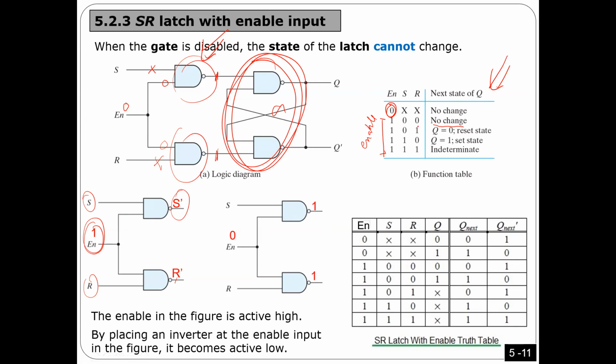That means if the 1 is at R, it becomes reset. If the 1 is at S, it becomes set. 1, 1 is forbidden. Any questions?